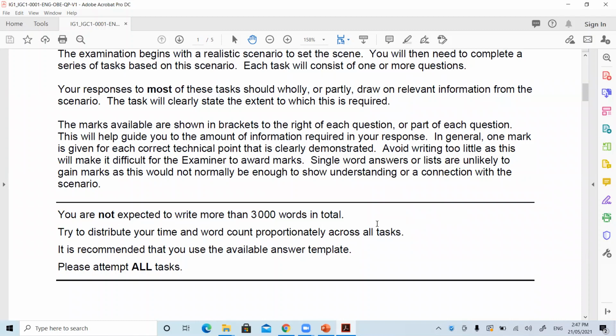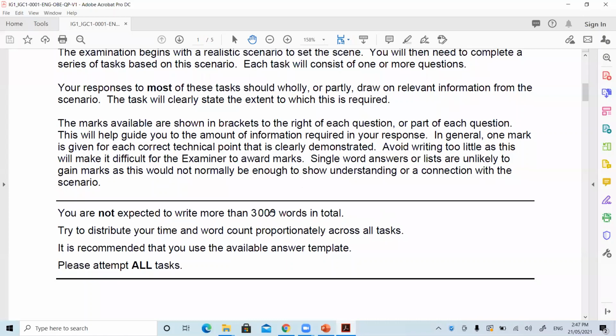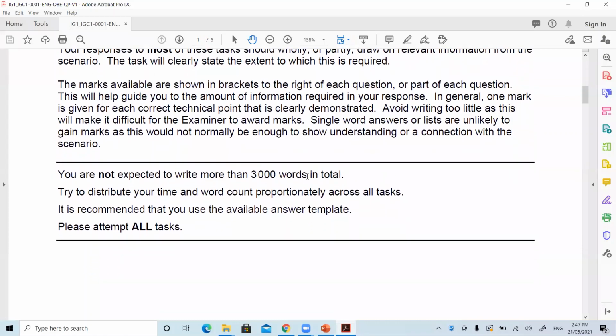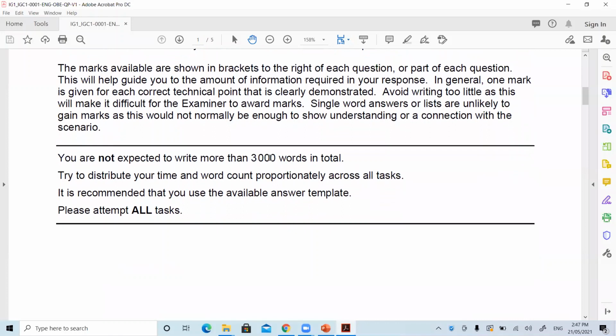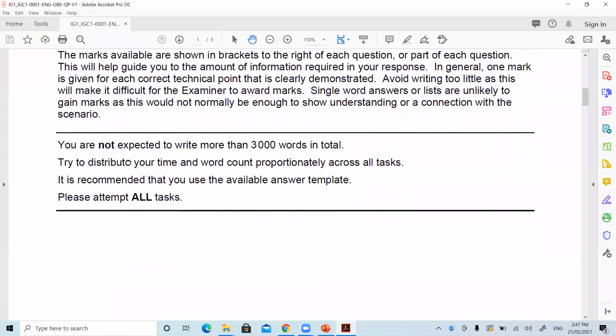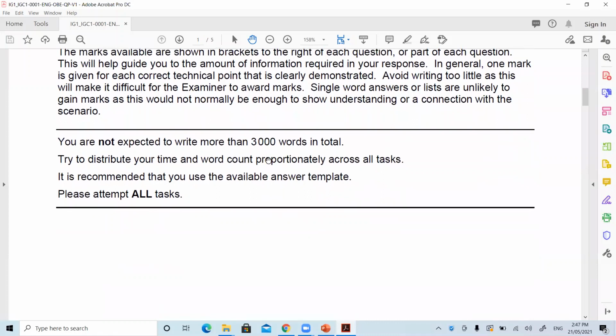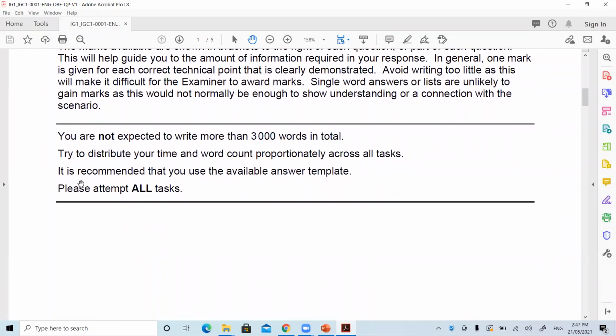It doesn't mean that you must meet 3,000, or that you cannot exceed or write less than 3,000. You can write less than 3,000, you can write 2,000, 1,500, 1,800, whatever words you want to write. NEBOSH will not fail you if you do not meet the 3,000 words criteria. This is just to give you an idea of how much you need to write. Try to distribute your time and word count proportionately across all tasks. It is recommended that you use the available template, and please attempt all tasks.